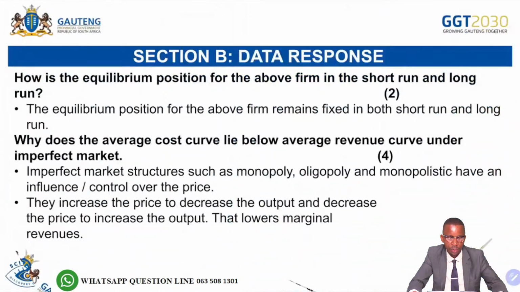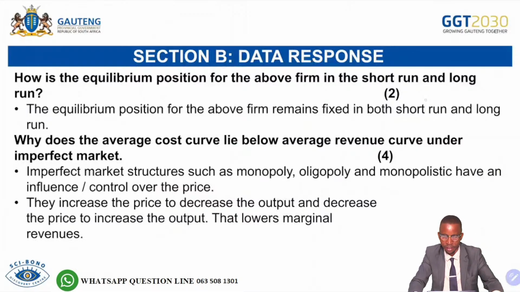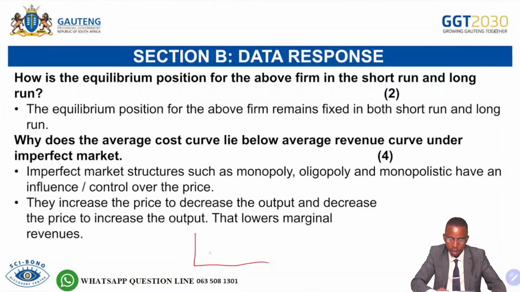And then we continue. What is the equilibrium position for the above firm in the short run and the long run? So under the monopoly, remember, the equilibrium position will remain fixed. How do we see that? This is the situation.